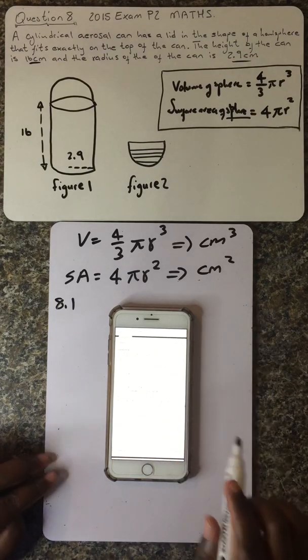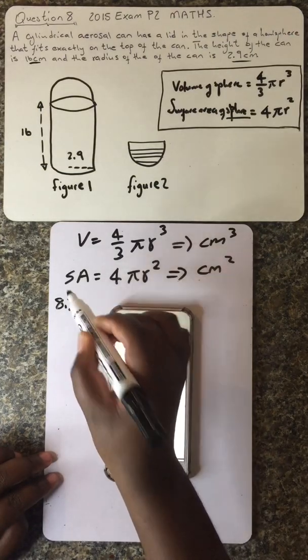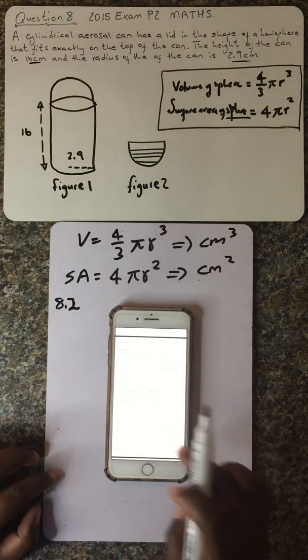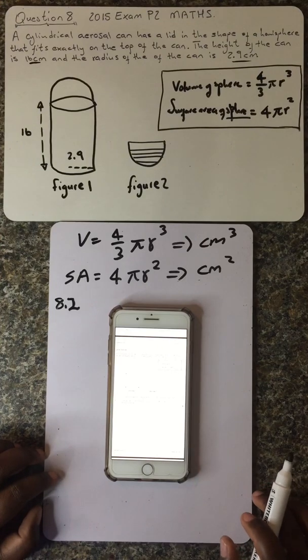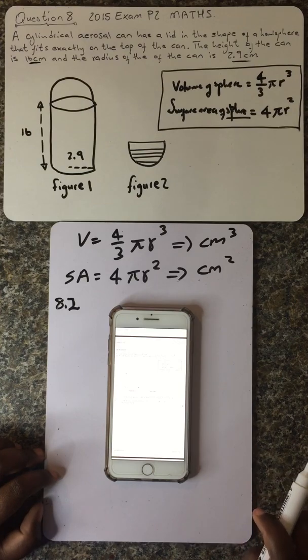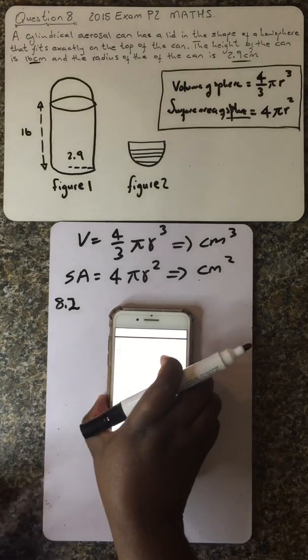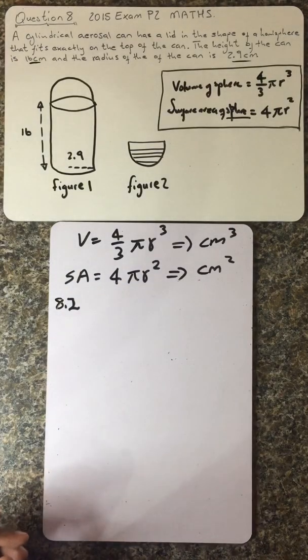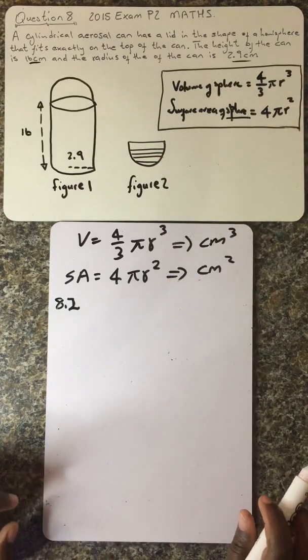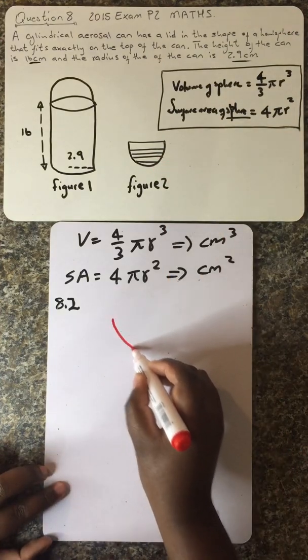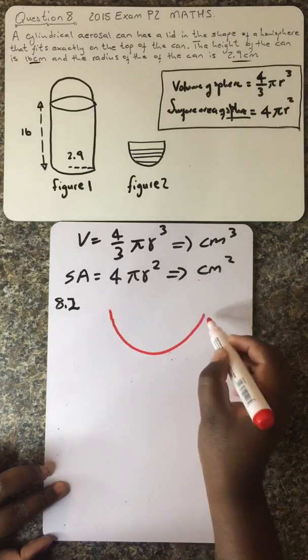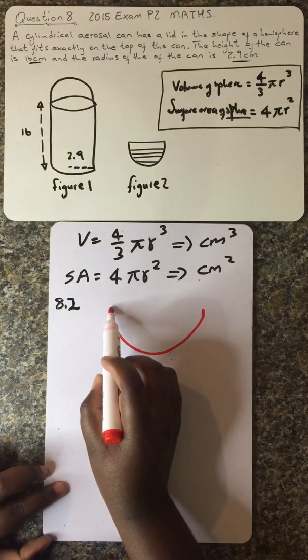Now moving to question 8.2. If the lid is 80% filled with a liquid as shown in figure 2, calculate the volume of the liquid in the lid. Very interesting question, ladies and gentlemen. Can you see? Now we're dealing with figure B. This is just the lid, ladies and gentlemen. Very important.